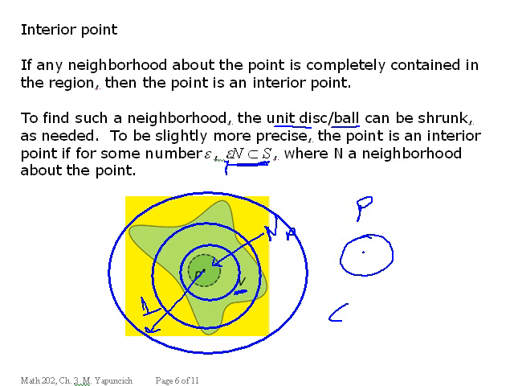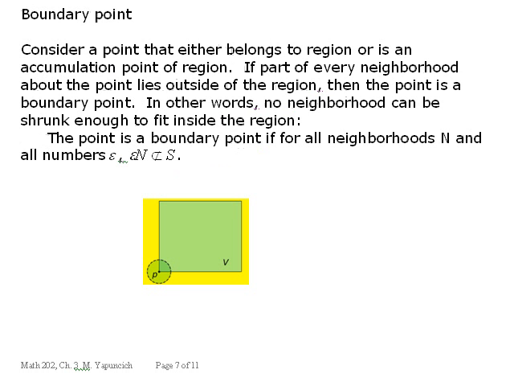Epsilon is the scaling factor, N is the unit disk, so here's my neighborhood. The neighborhood multiplied by epsilon, so it's scaled down, lies entirely inside of the region S. Now we use neighborhoods again to define a boundary point. If the neighborhood about the point P can never be shrunk enough so that it lies totally inside V, then P is a boundary point.